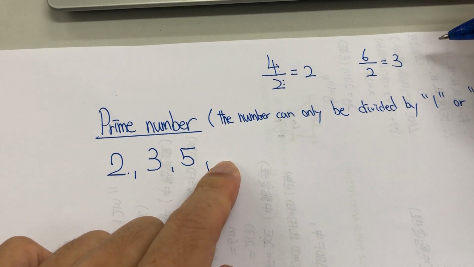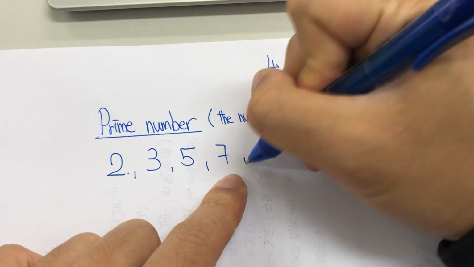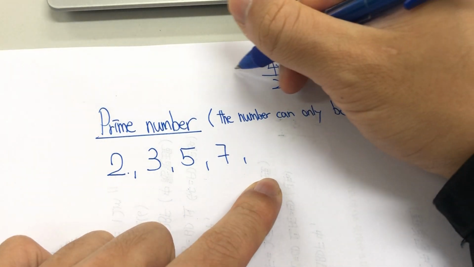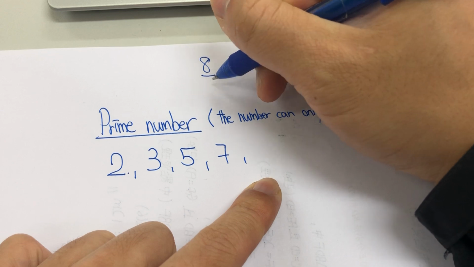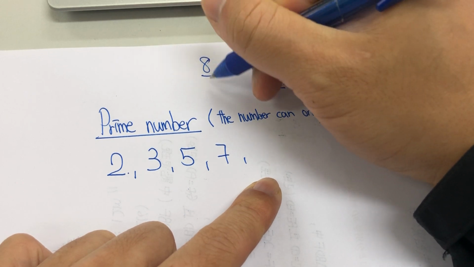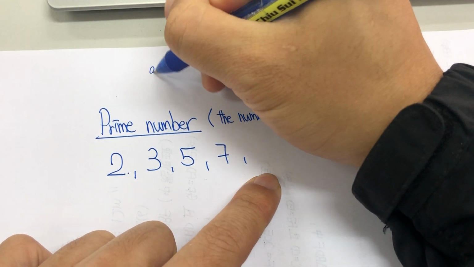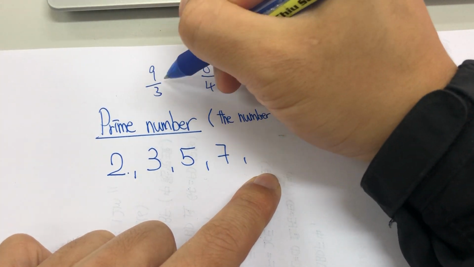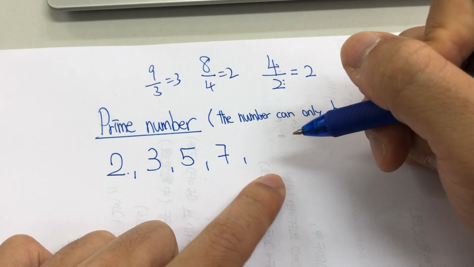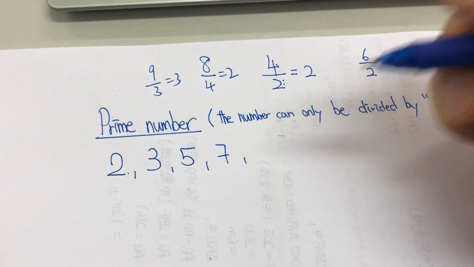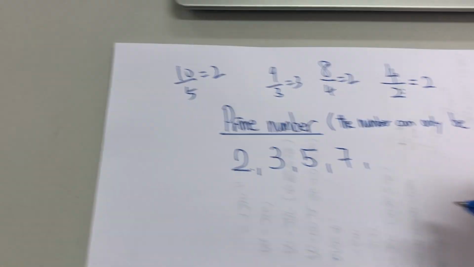What about 7? 7 could only be divided by 7 or 1. Therefore, 7 is a prime number. What about 8? 8, it could be divided by 4, right? 8 divided by 2 becomes 4. 8 divided by 4 becomes 2. So 8 is not a prime number. What about 9? 9 divided by 3 becomes 3. So 9 could be divided by 3. 9 is not a prime number. What about 10? Is 10 a prime number? 10 could be divided by 5. It becomes 2. So 10 is not a prime number.